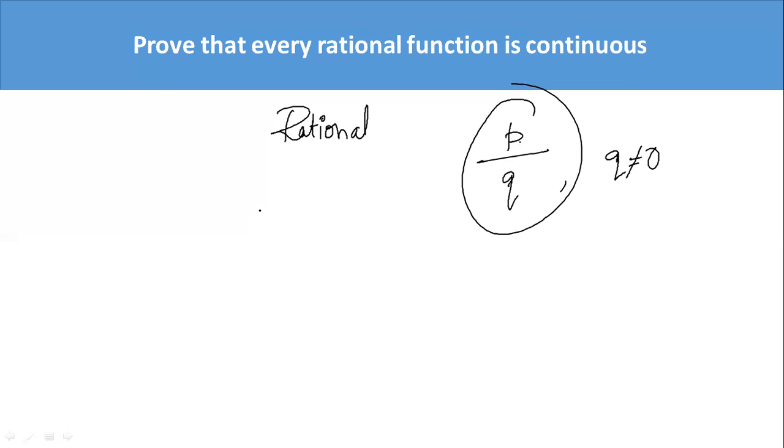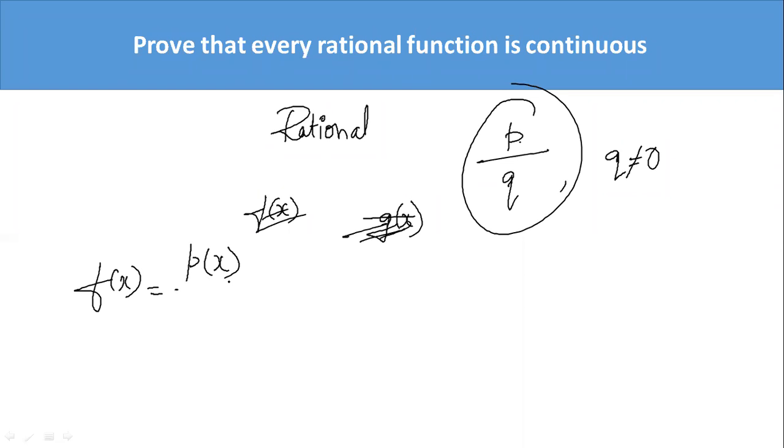Yeah, if it is in a ratio form, good. Suppose you have two functions, f of x and g of x. For example, if you have a function f of x, and if you can write this particular function in the form p of x by q of x, one function divided by another function, some function divided by some other function gives you f of x.